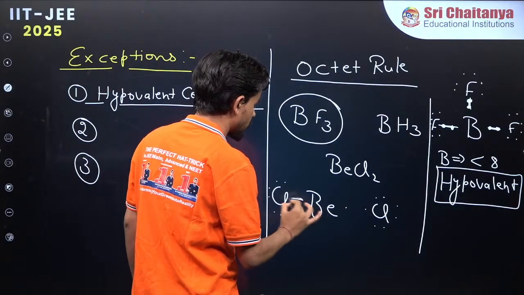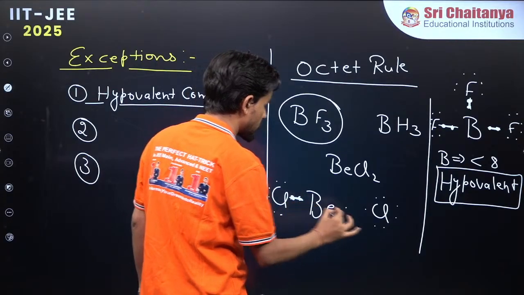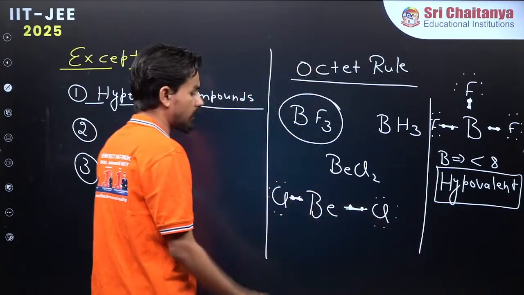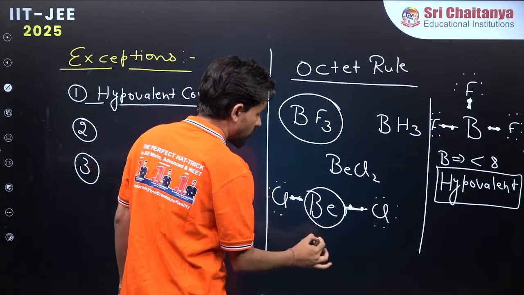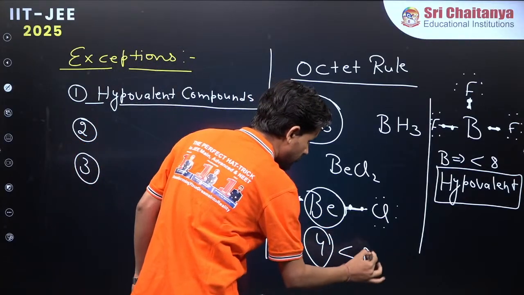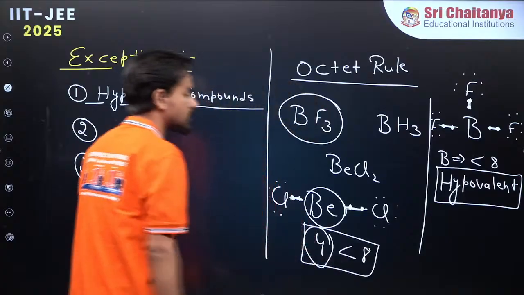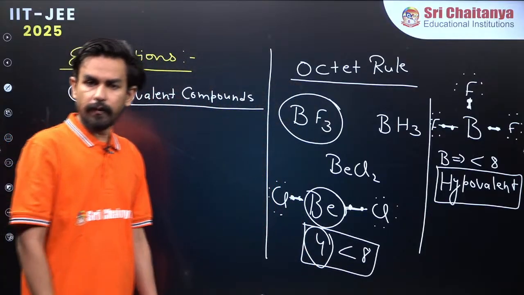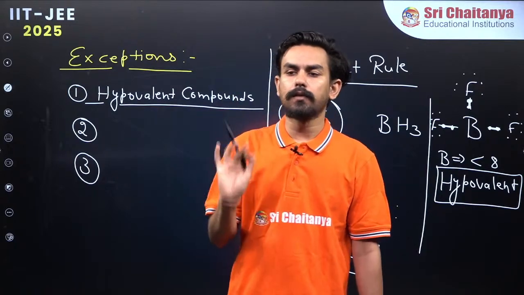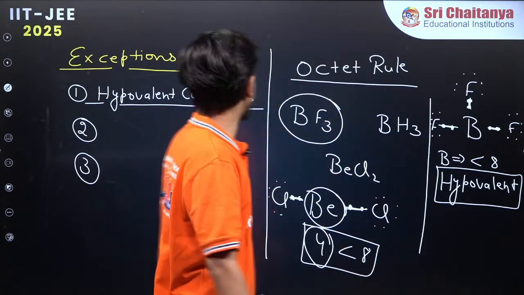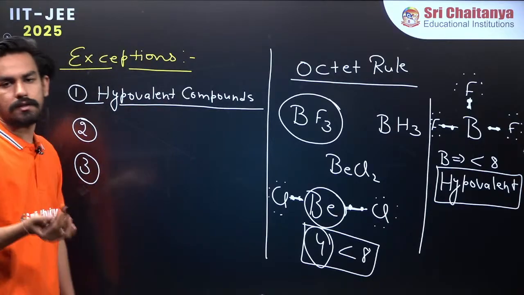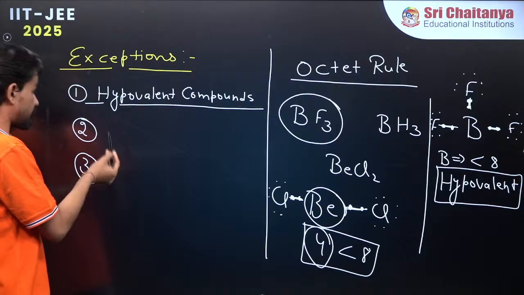If you see, one bond is this, 2 electrons, and the other bond is also 2 electrons. So how many electrons does beryllium have access to? Only 4, which is also less than 8. All of these are stable compounds, and according to the octet rule they should not be stable, but they exist. If they exist in nature, this is an exception to the octet rule, or an exception to the Lewis concept.